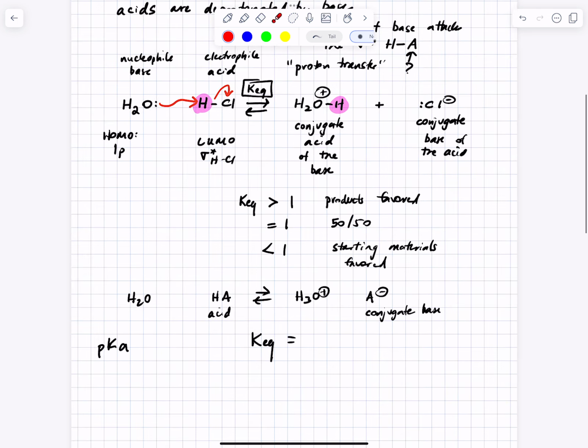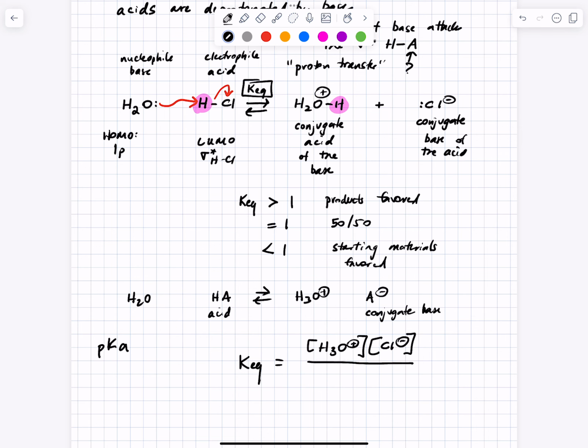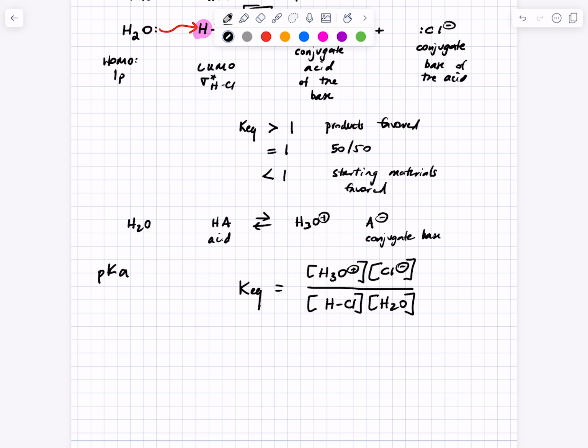Okay. If you remember how you do equilibrium constants, you do the product of the concentrations of the products, so the concentration of H3O plus times the concentration of Cl minus, and then over here, on the bottom, you need the concentrations of the starting materials, which are HCl and water. Now it turns out that the concentration of water is really, really large in aqueous solution. It's about 55 molar. So if one molecule of water reacts with our acid, it actually doesn't change the concentration of water very much at all.